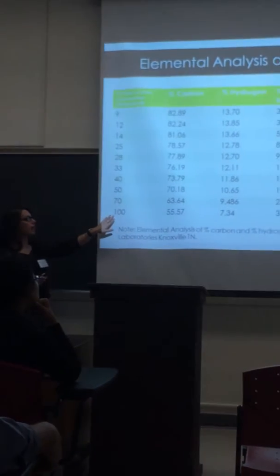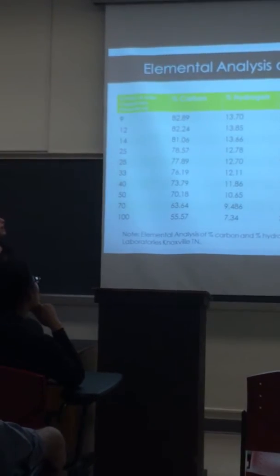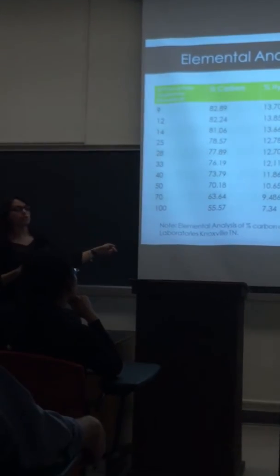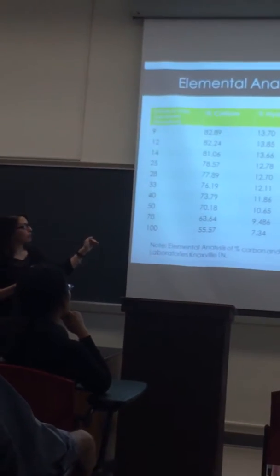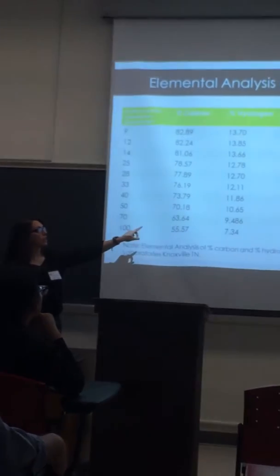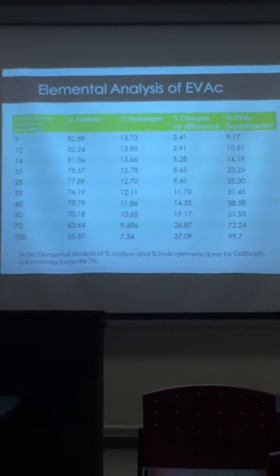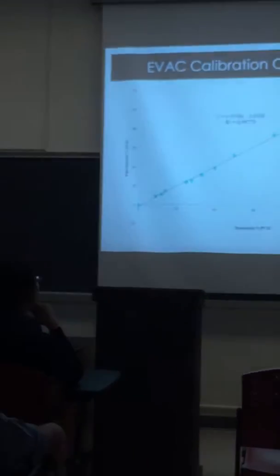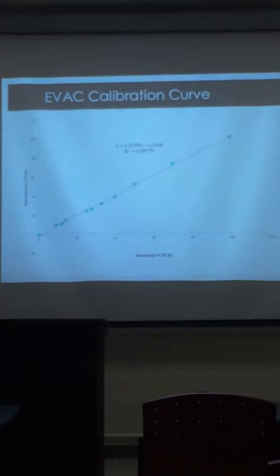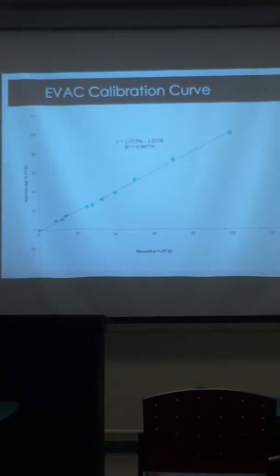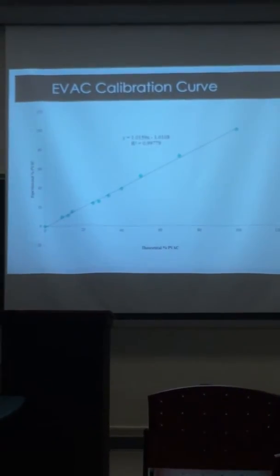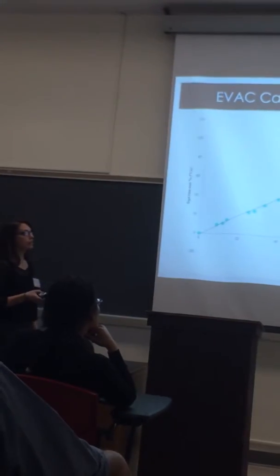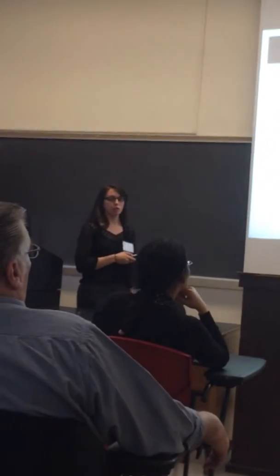find in 100% PDAC. This makes sense because as you're adding more PDAC into the copolymer, your percent carbon is decreasing where your percent oxygen is increasing, and you'll see it in the structure of PDAC why that happens. So this was our EVAC calibration curve. It showed our experimental percent of PDAC versus our theoretical percent PDAC, and it gave us a strong linear correlation with a correlation coefficient of 0.99.